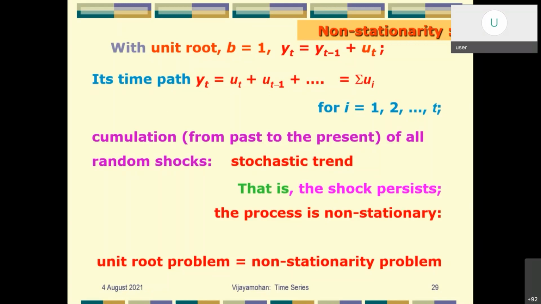And this sum of all the past random shocks is called a stochastic trend. And that shows that the shock is persisting. That persistence of the shock is an indication of non-stationarity. So sometimes instead of non-stationarity, we also use the term persistence. That persistence means the shock is persisting over the entire time period, from past to the present. So persistence is the non-stationarity. And the non-stationarity problem is because we have a unit root, or the root of the AR1 process is 1.